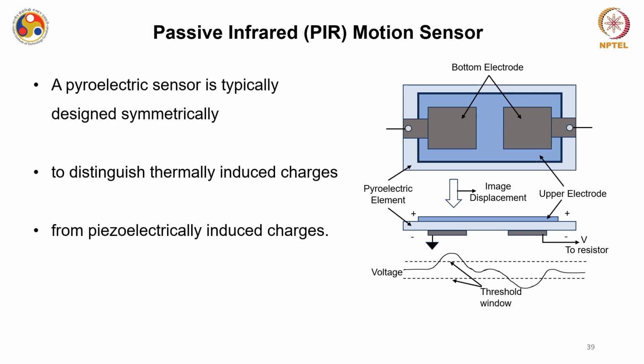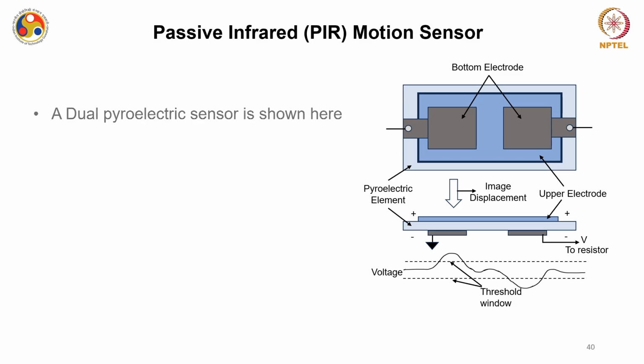Pyroelectric sensors in these kinds of devices, particularly in PIR motion sensors, are designed symmetrically. We will see what the use of this symmetric design is. A symmetrically designed pyroelectric sensor is helpful in distinguishing thermally induced charges from piezoelectrically induced charges, and we'll see how.